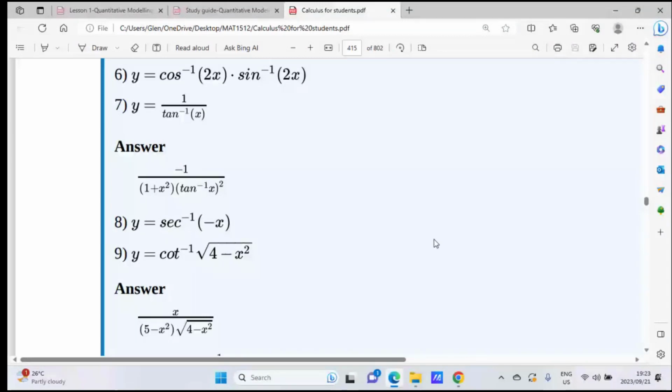Yes, sir. Then that brings us to the end of this section that we were dealing with. So next time when we meet, we'll be talking about derivatives of exponential and logarithmic functions.